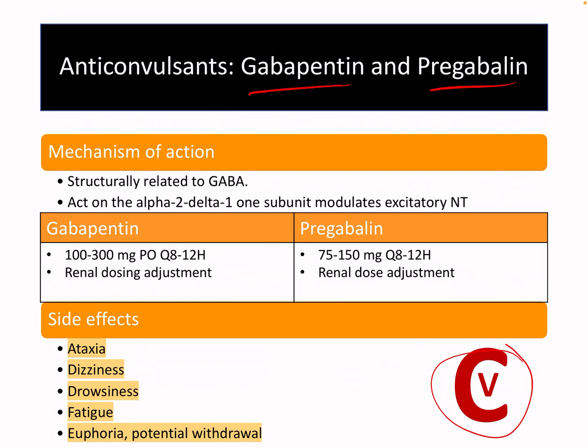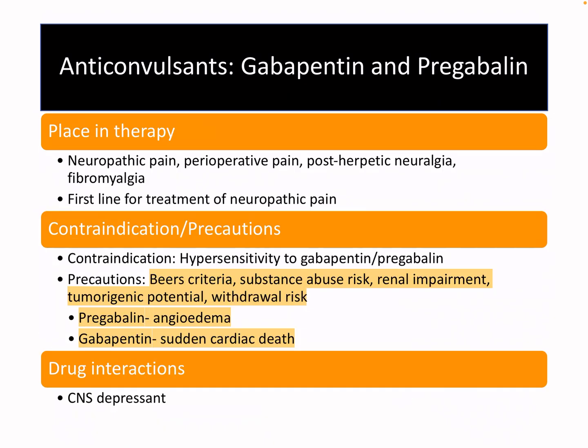You do have these two agents, gabapentin and pregabalin, and overall they are very similar to one another. The side effects include ataxia, dizziness, drowsiness, fatigue, and there is a potential for withdrawal. Now, there is euphoria associated with gabapentin, and that's one of the reasons why it has the C4 specifications, or C5 specifications, because there is some risk for dependence. In some cases where a patient has risk factors for dependence, you may want to avoid using these agents. That's why it has the contraindication for substance abuse.